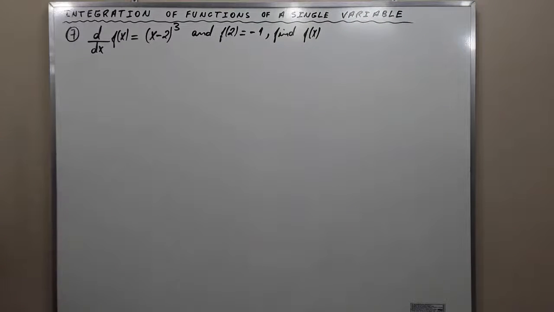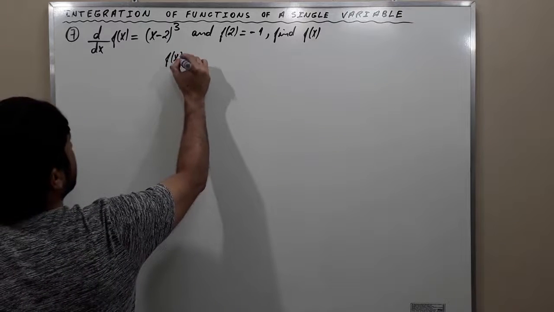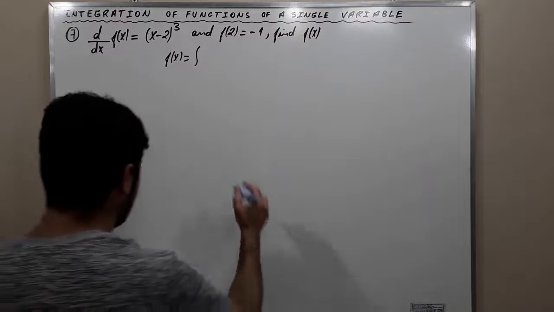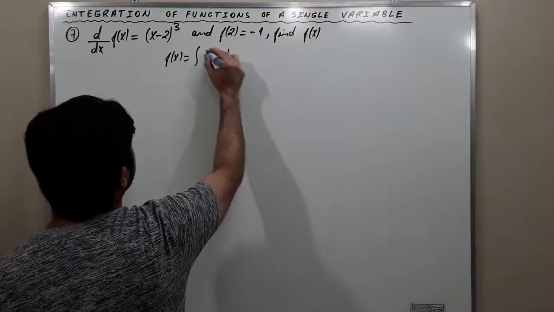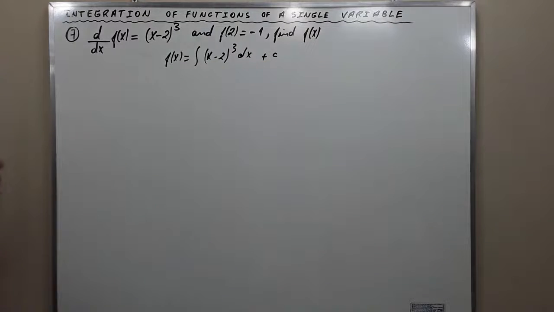Now let's go to exercise 7. The derivative of a function with respect to x is x minus 2 cubed, and f of 2 equal to negative 1. The exercise wants us to find the function. Okay, let's go to the solution then. The solution is going to be f of x is equal to the integral of x minus 2 cubed dx plus a constant of integration here.